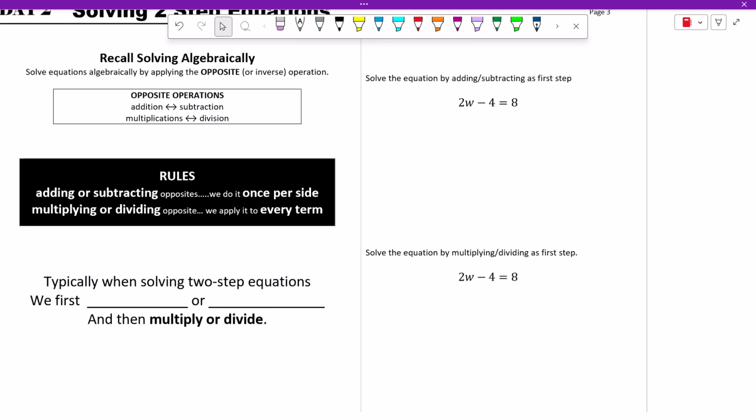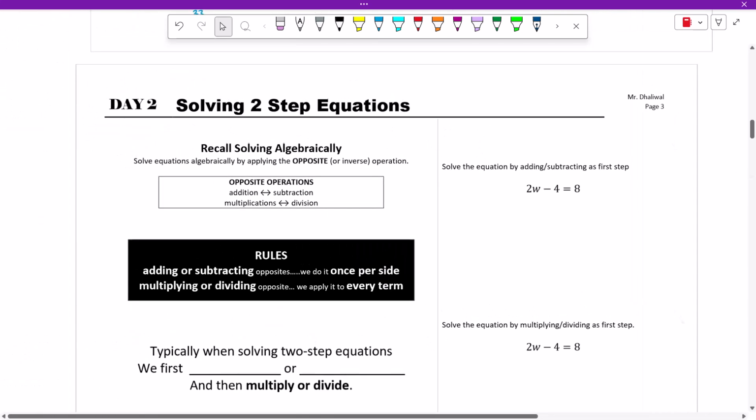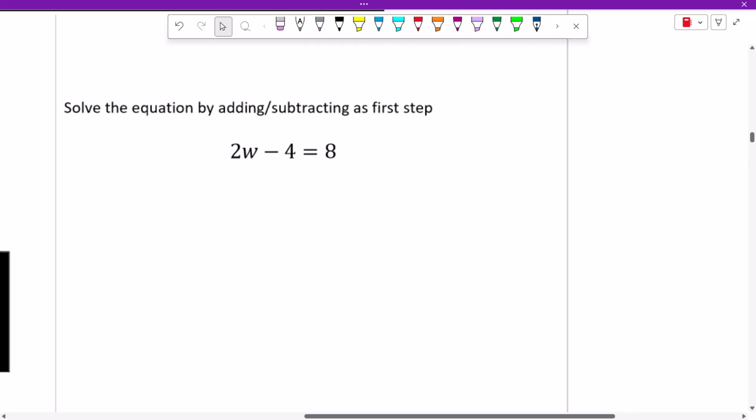So let's go to the first page here. Our goal here is to get the letter by itself. Remember, that's called isolating the variable, right? But now there are 2 numbers to get rid of. So you have to make a choice. Which one do you get rid of first? The order technically doesn't matter. You can get rid of the 2 first, or you can get rid of the 4 first.